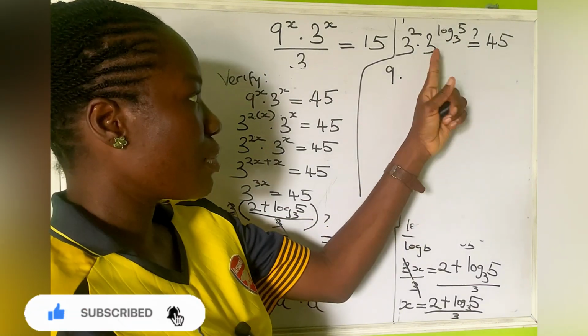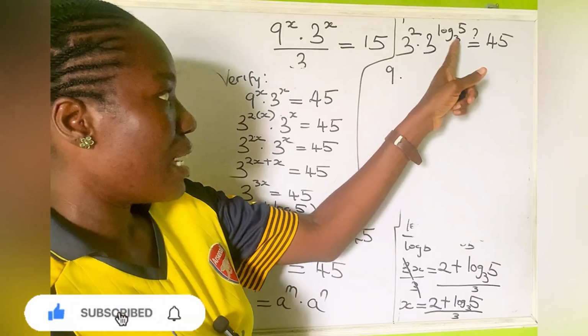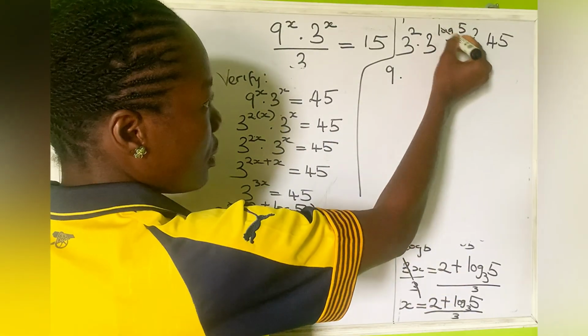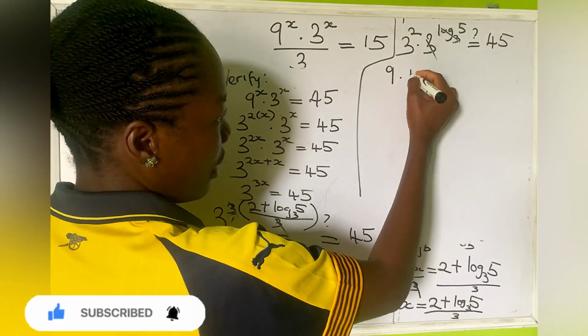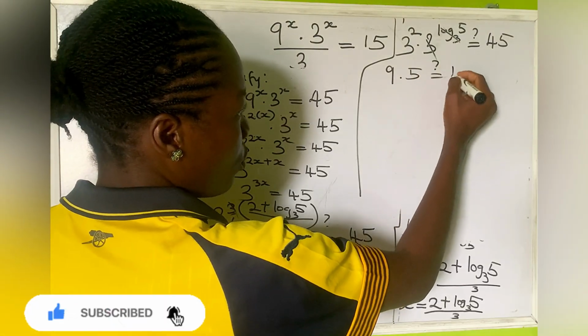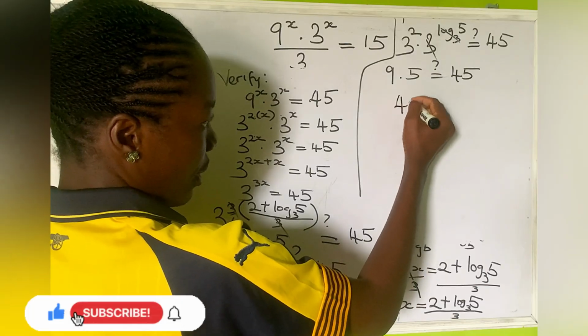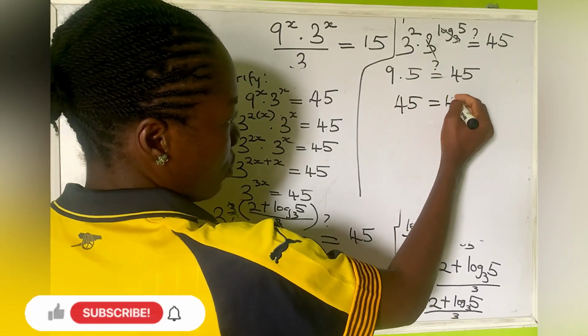Now this is base 3, and this is log 5 base 3. So the bases will cancel each other. So this will cancel this. So we're now left with 5. Now, is it equal to 45? So what's the value of 9 times 5? That's 45, right? That is equal to 45.